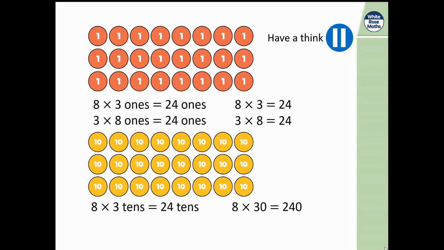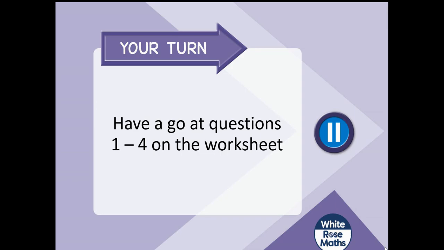Can you see the relationship? 8 multiplied by 3 equals 24. So I know that 8 multiplied by 30 must be equal to 240. And again, if I know that 3 times 8 equals 24, I know that 3 multiplied by 80 is equal to 240. Right, your turn. Have a go at doing questions 1 to 4 on the worksheet. Pause the video now.